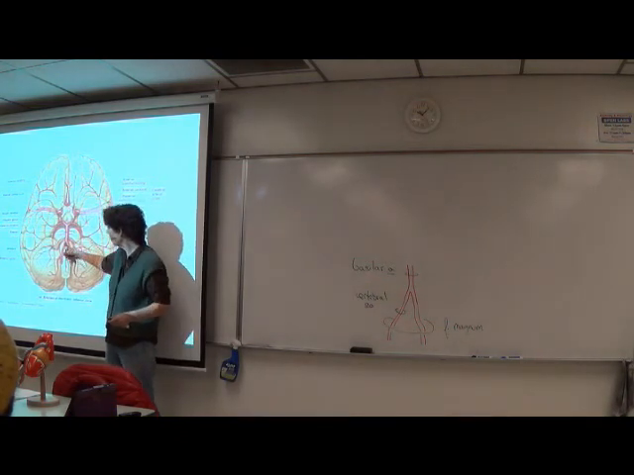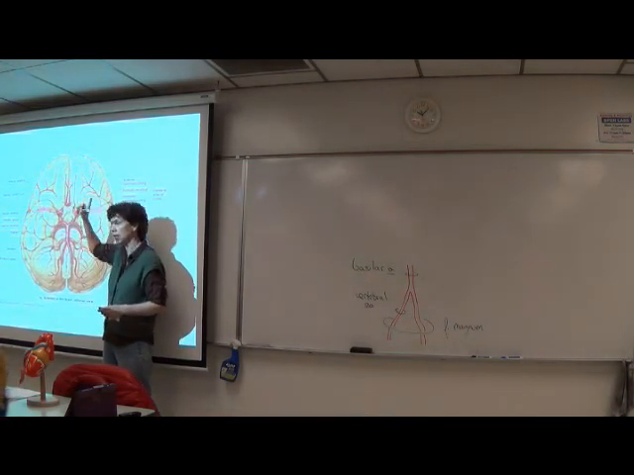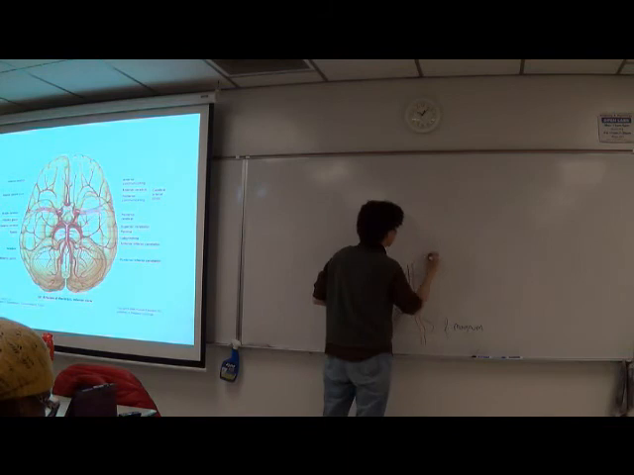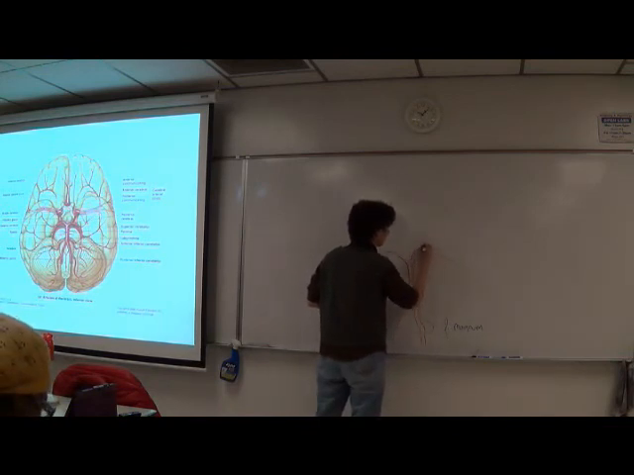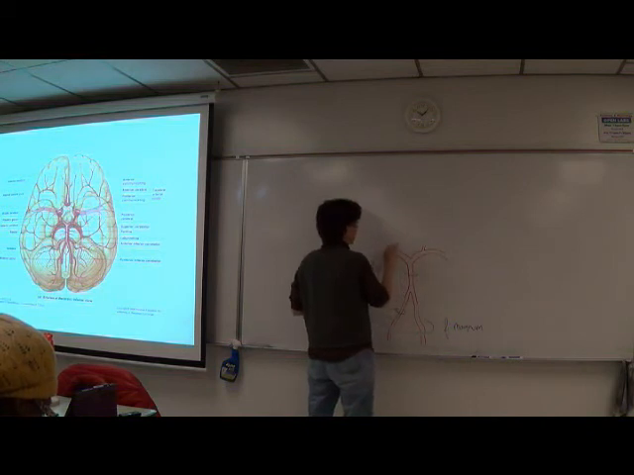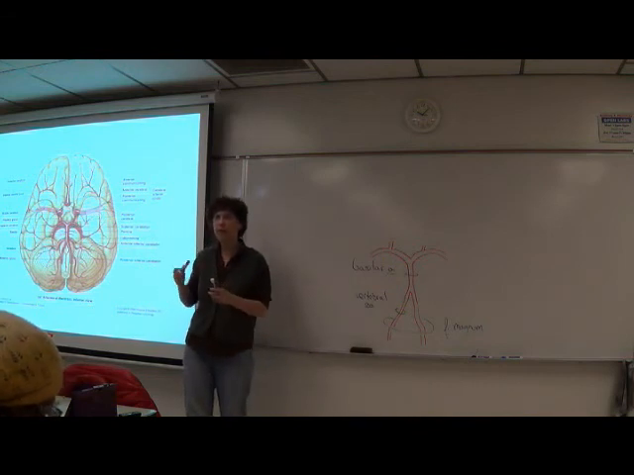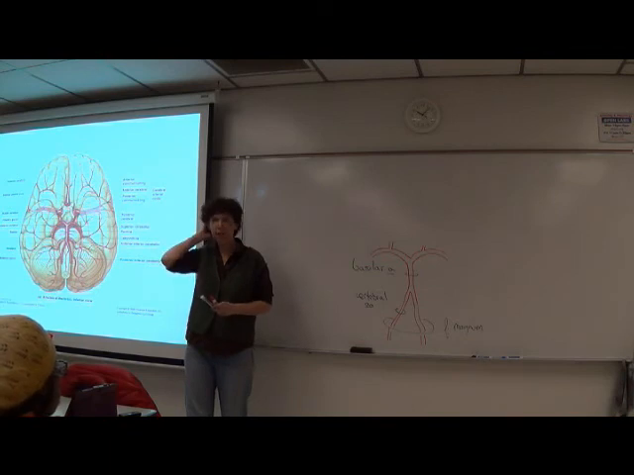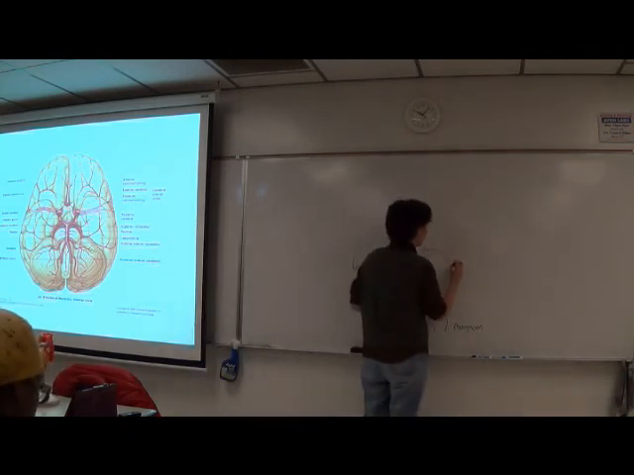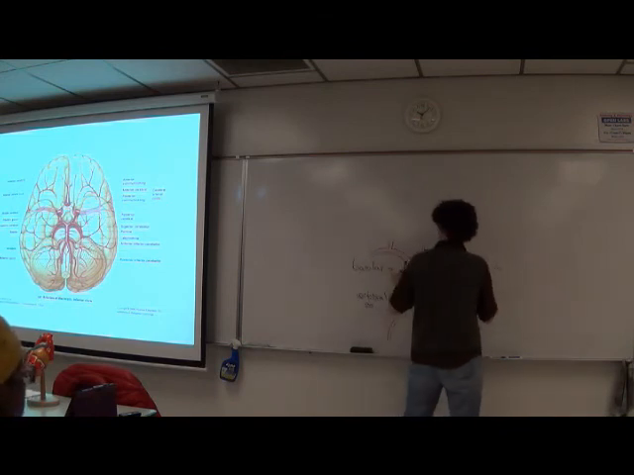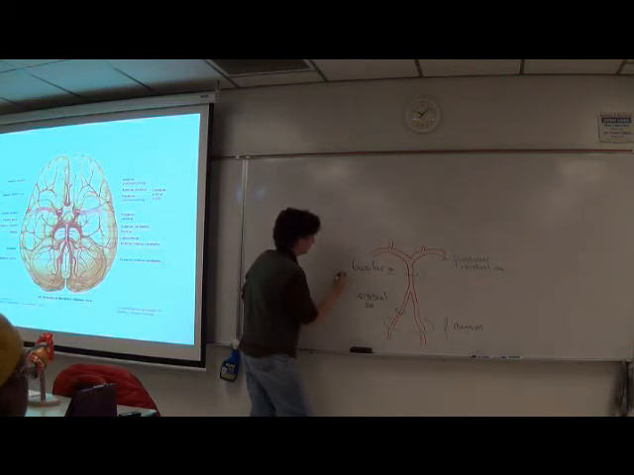So two vertebral arteries from the medulla join to form a single basilar artery over the swollen basal pons, and then end by forming two branches. They pass blood posterior to the cerebellum. And what's the posterior lobe of the brain? Occipital lobe. All right. So these two branches are known as the posterior cerebral arteries. And so this is going to the pons. And vertebral arteries are going to the medulla.